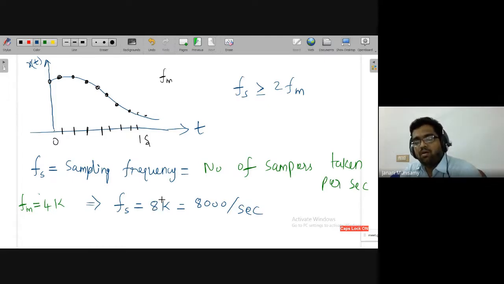But there will be some problem later. So first, try to understand this. Fs means how many samples you are taking per second.